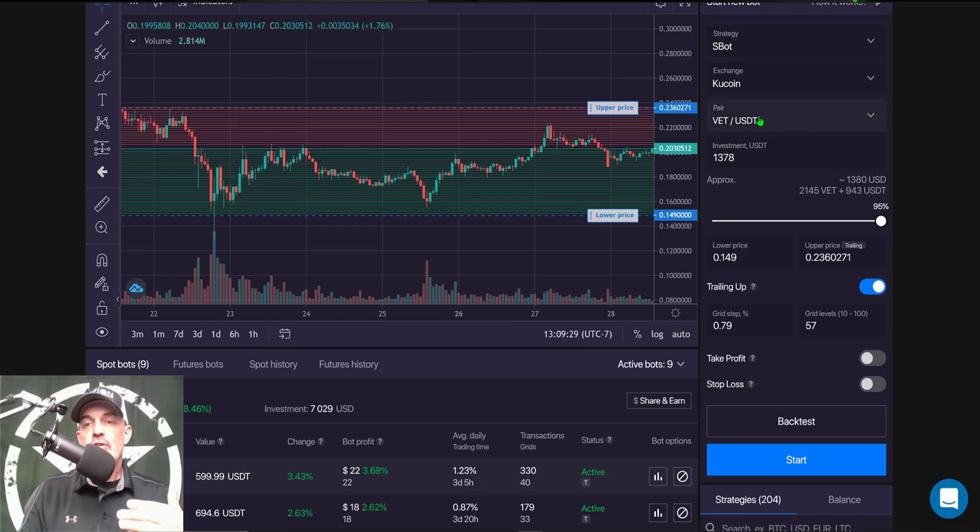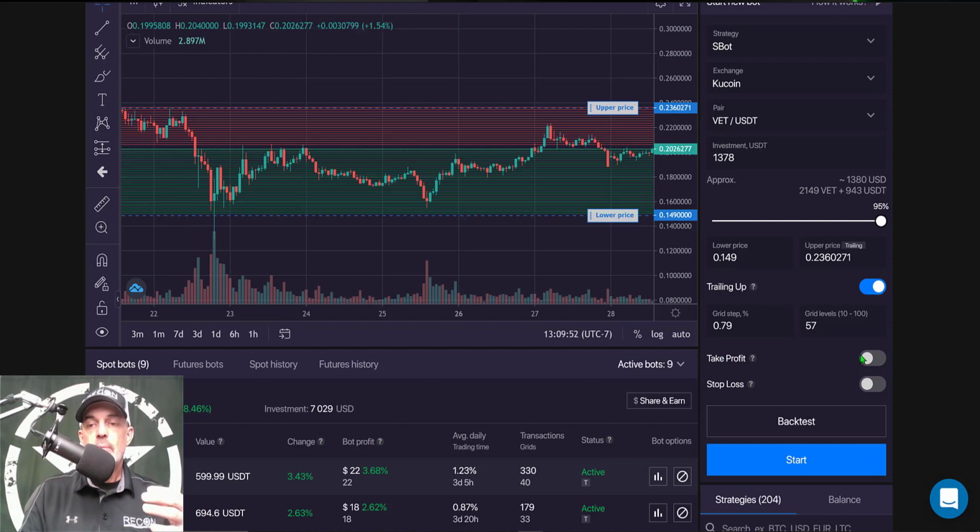All right, so jumping back over to VET, we've now got our lower and upper price based on prior resistance and prior support. And we've got our grid spacing set at 0.79, and that gives us actually 57 grids at the moment with the trailing up feature enabled.